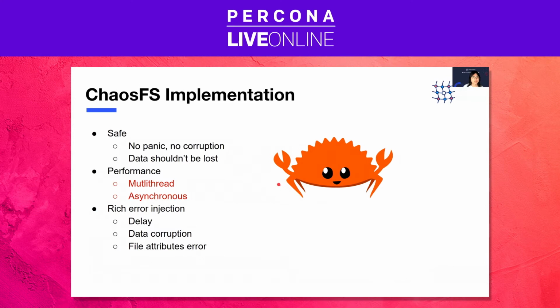Developing such a chaos file system is not as simple as it sounds. It's required to be safe and have low overhead, so we chose to adopt the Rust language to ensure the safety of our implementation. It should also provide rich error injections like delay, data corruption, or attribute and metadata errors. Most importantly, it should be multi-threaded and asynchronous to inject delay, even without considering performance.